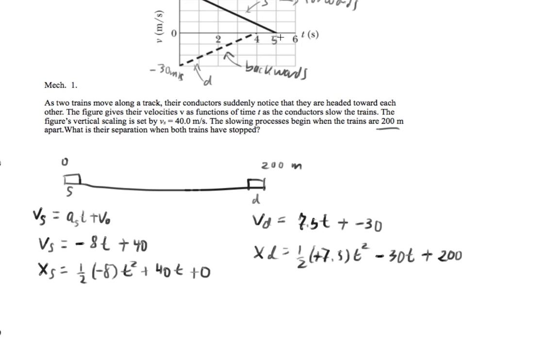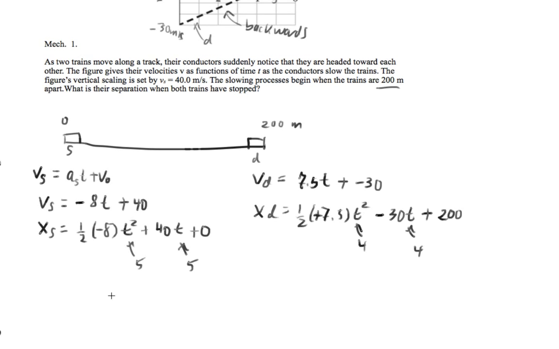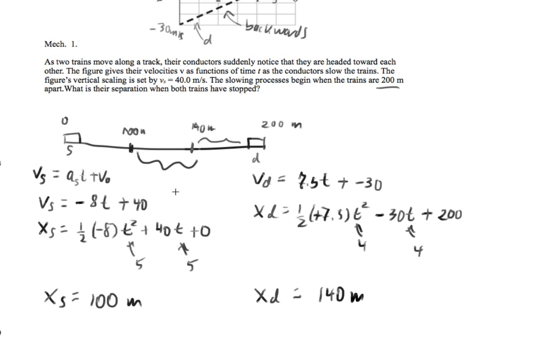So the solid line train, the one that's moving forward and stopping, stops after 5 seconds, so we're going to plug that in there. But the backwards train, the dotted line train, stops after 4 seconds, so we're going to need to put 4 in there. When we do that, we get that the solid train winds up at a position of 100 meters, and the dotted line train winds up at a position of 140 meters. So the solid train is here, the dotted train ends up at 140 meters, and the separation distance between the two is going to end up being 40 meters.